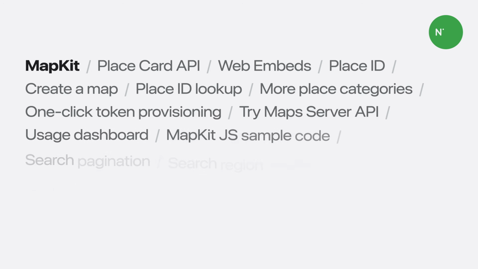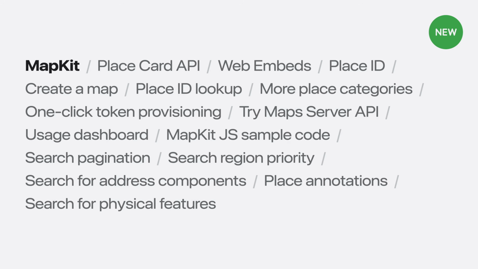All right, we've covered a lot of ground. The latest version of MapKit makes it easy to reference places with Place ID, show useful information with place cards, and even embed a place in a web page. You can use it to search for places, so many kinds of places, and you can restrict your search to a specific area. The MapKit Server API offers more results than ever with pagination. MapKit.js offers a simplified token provisioning process, making it a lot easier to get started.